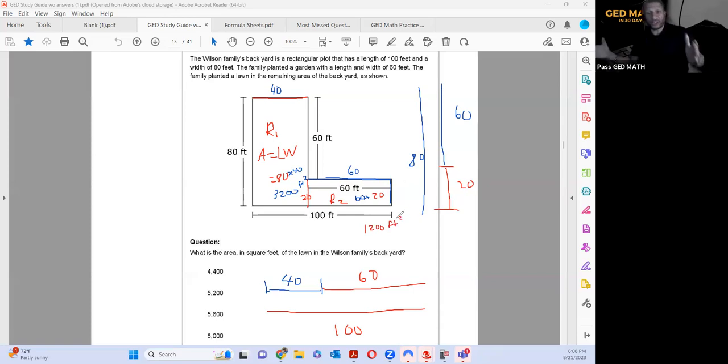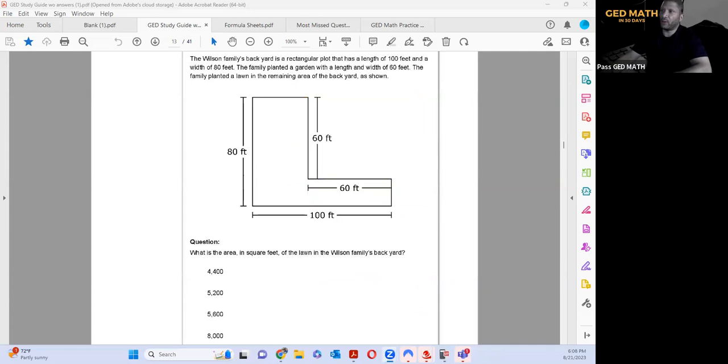Now, a composite shape is made up of more than one shape. So what are we going to do to these two numbers with the 3,200 and the 1,200? Add them together. So 3,200 plus 1,200 is 4,400. Okay. So that's an example of how you find the area.